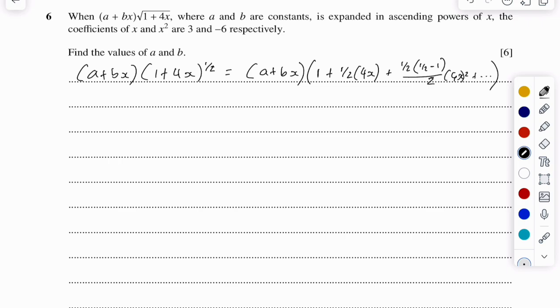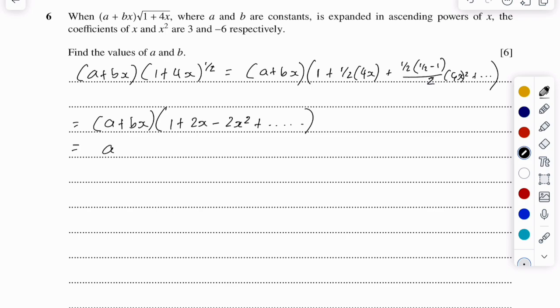Continue the expansion. And if we simplify that down, what we get is (a plus bx) times (1 plus 2x minus 2x squared). Keep adding along. We can therefore multiply that out now, because remember, we're trying to find a and b.